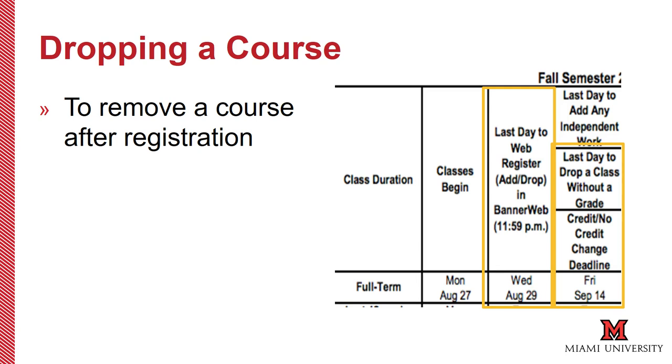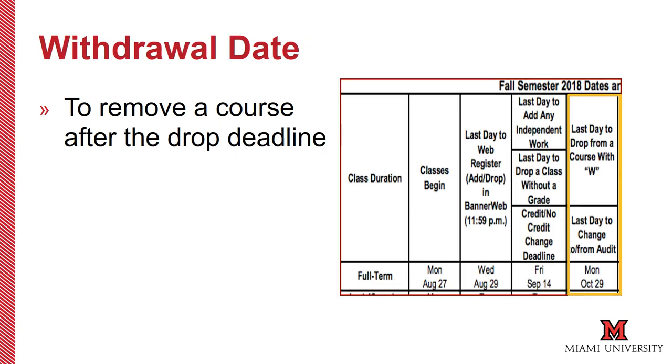To drop a course is to remove a course after registration. If a student wants to drop a course without the course showing in their academic history, the student must drop the class by the drop date noted on the academic calendar. If a student continues attending class after the noted drop date, the class will show on the student's academic record.